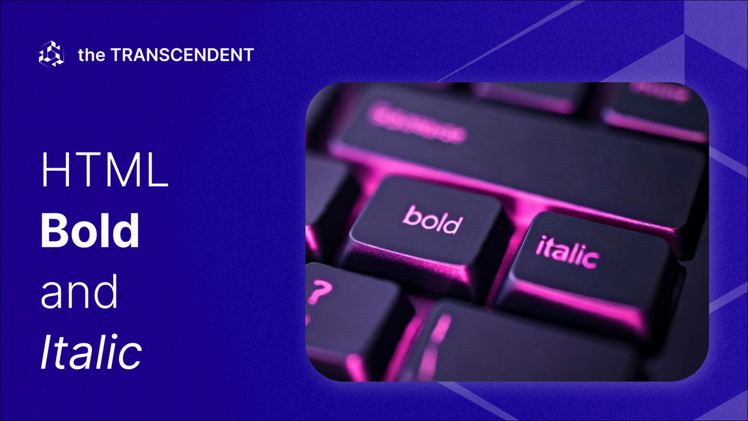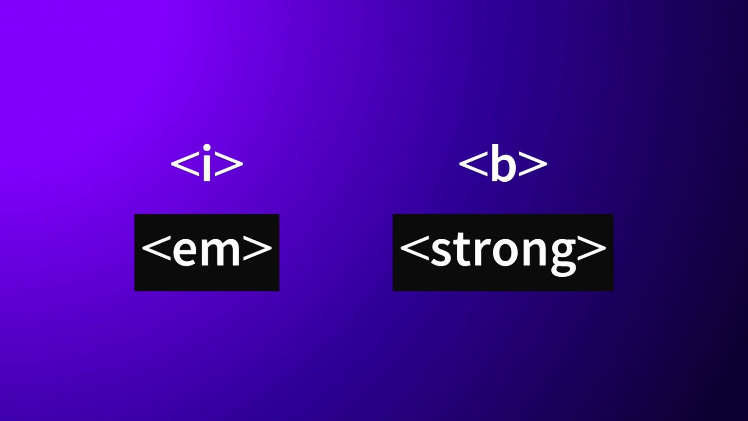In this video, we'll learn HTML bold and italic text formatting. There are 4 HTML tags to explore, 2 for bold and 2 for italic. Why do we have 2 tags for each style? Let's examine this sample to understand.